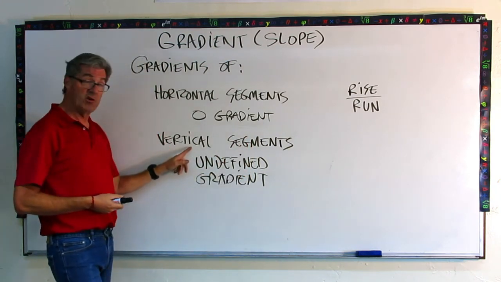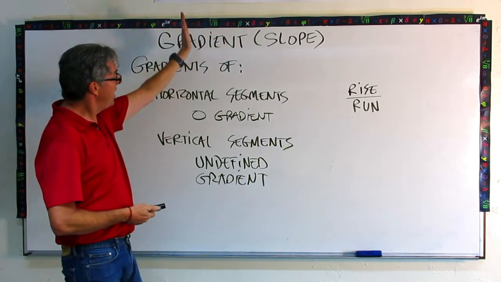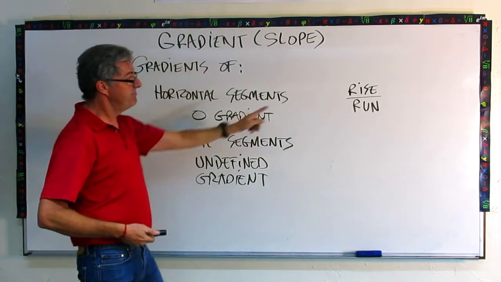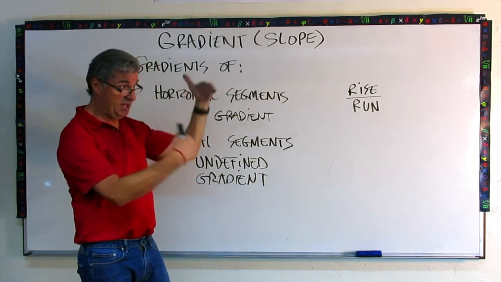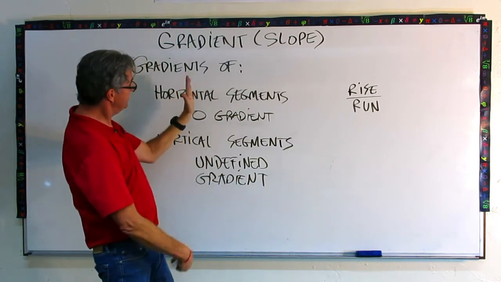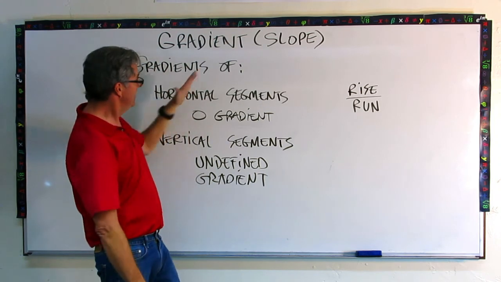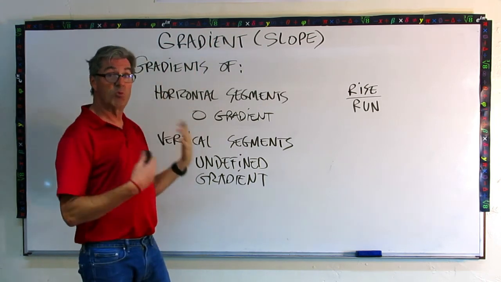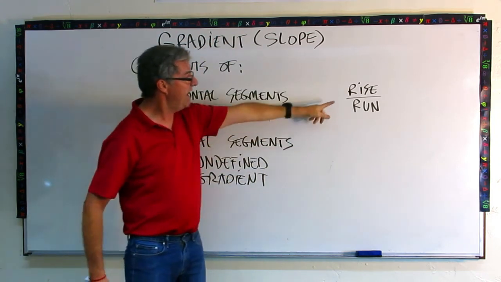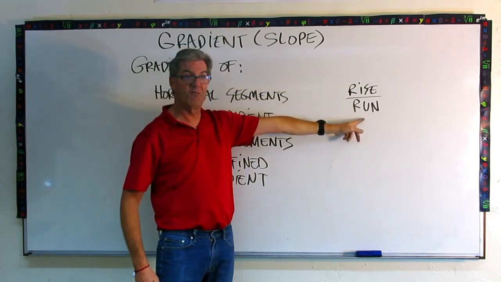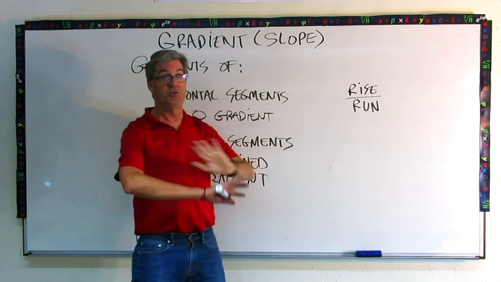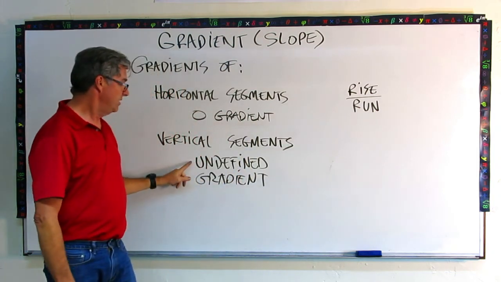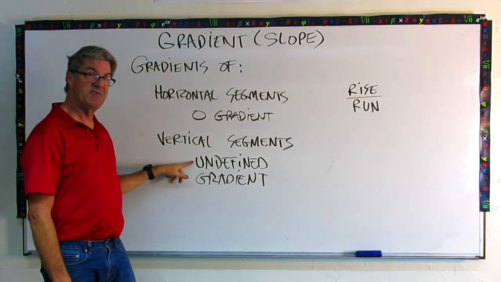So with a vertical line segment, your line is going up and down. So you're going to get as much rise as you want. Pick any 2 points on that line segment and you'll get a distance for your rise. But since that line has no tilt, there's no run. So run is going to be 0. So you'll have some number for rise and 0 for run. And that's on the bottom of your fraction. You've got division by 0. You can't do that. So vertical segments have an undefined gradient.